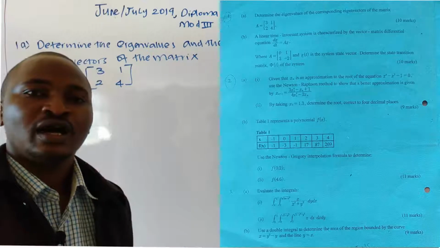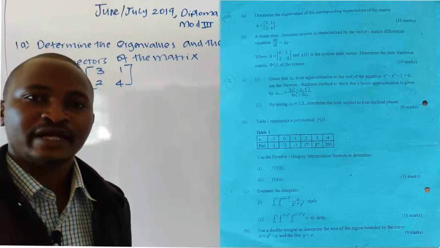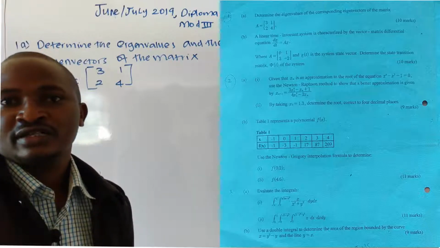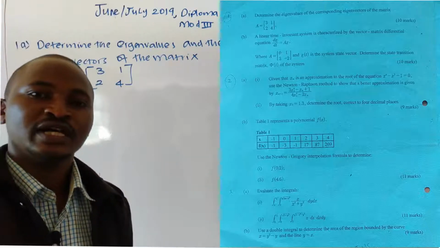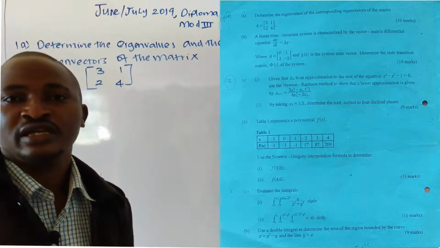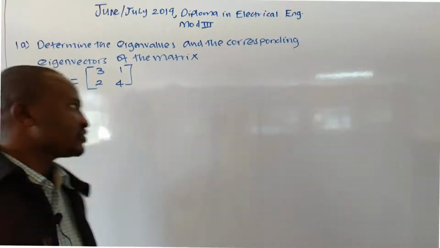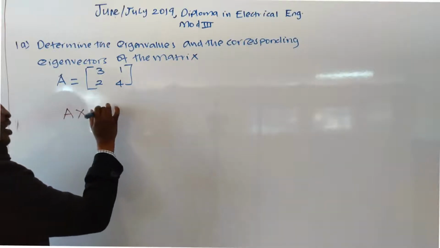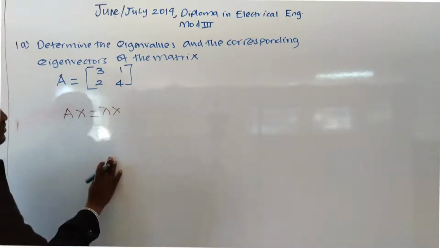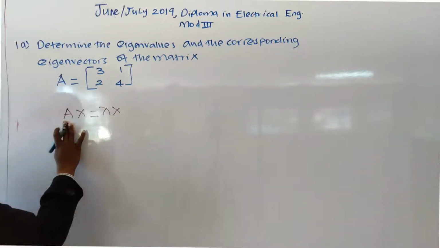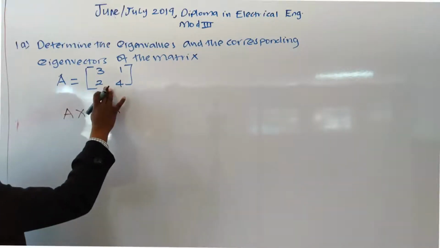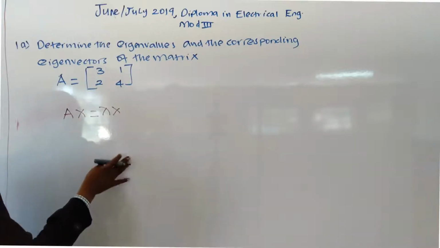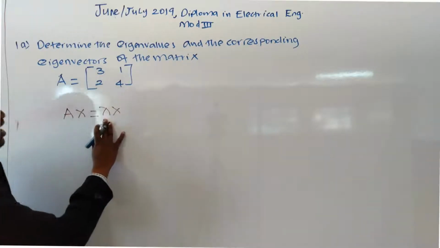Just a brief background information, eigenvalues and eigenvectors find application in problems involving coupled oscillations, such as vibrations in mechanical engineering or oscillations in electrical power systems. We are going to say AX is equal to lambda X. Here, A is a square matrix, X is a column vector or a column matrix, lambda is a scalar.